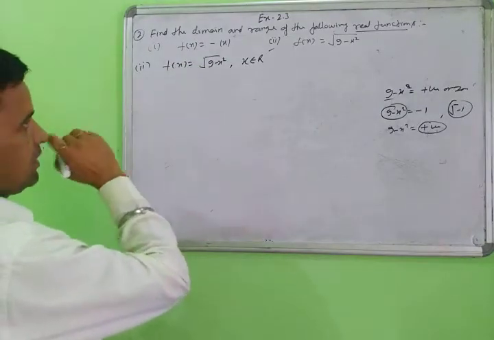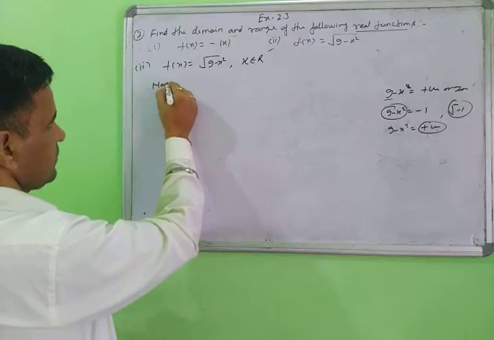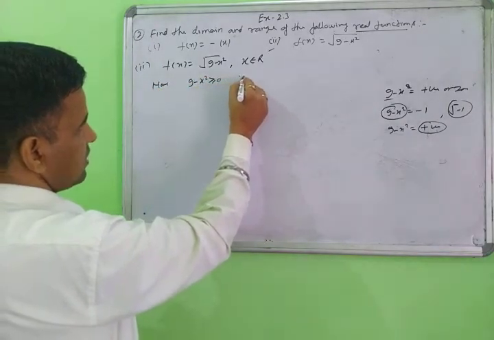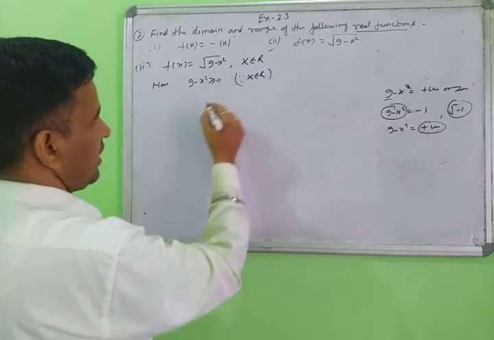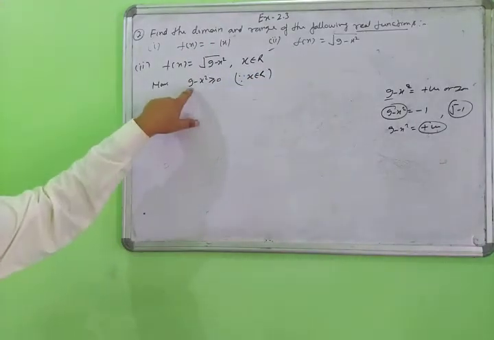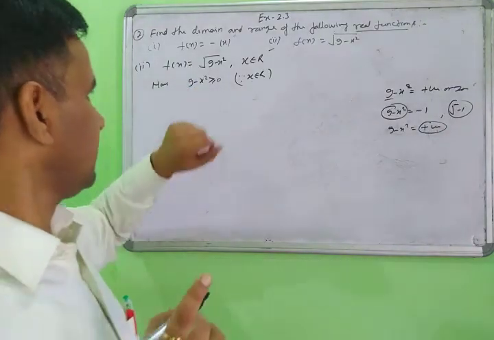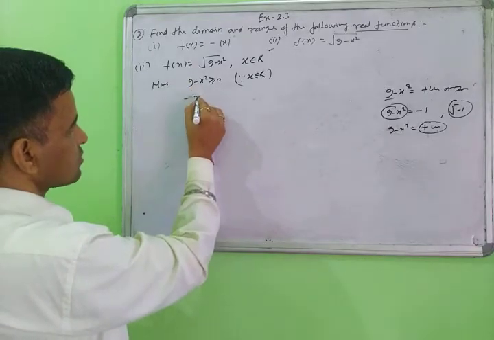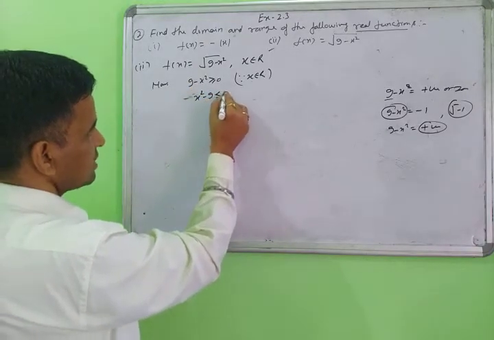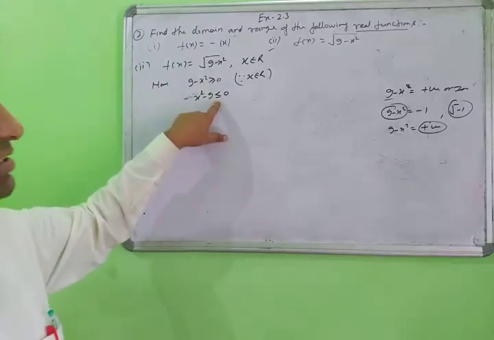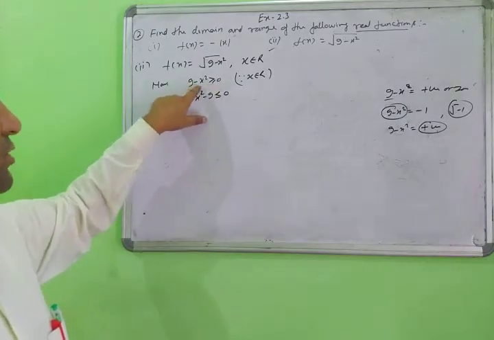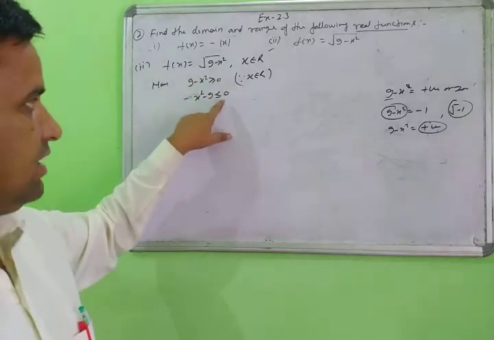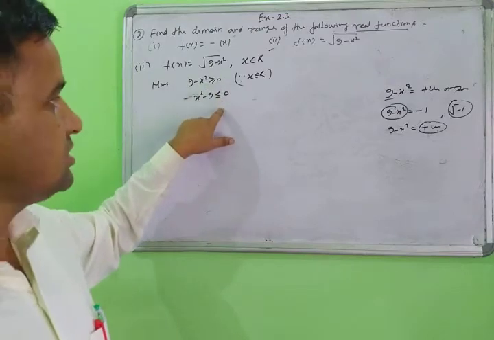Yes. Now start here. 9 minus x square is greater than or equal to 0, because x belongs to R. When you multiply by a negative sign, minus 9 means x square minus 9. The inequality sign will be changed when you multiply by the minus sign. So this will be plus, this will be minus. It means you are multiplying by the minus sign, so the inequality sign will be changed.